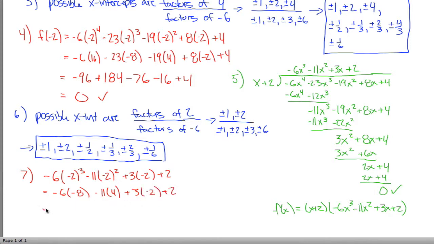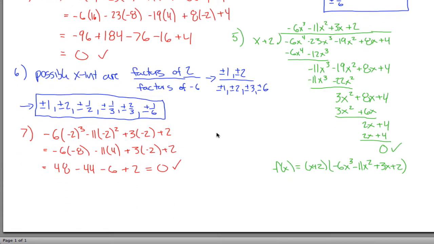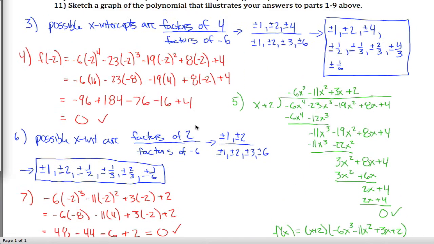So what I get is +48 minus 44 minus 6 plus 2. I got 50 and I got -50. I get 0. That's a good thing. That means that -2 is a root. If -2 is a root, x plus 2 is a factor. We can do polynomial long division again.